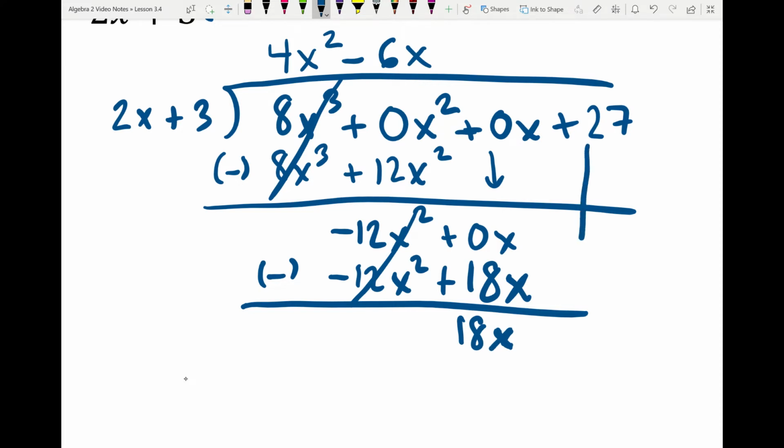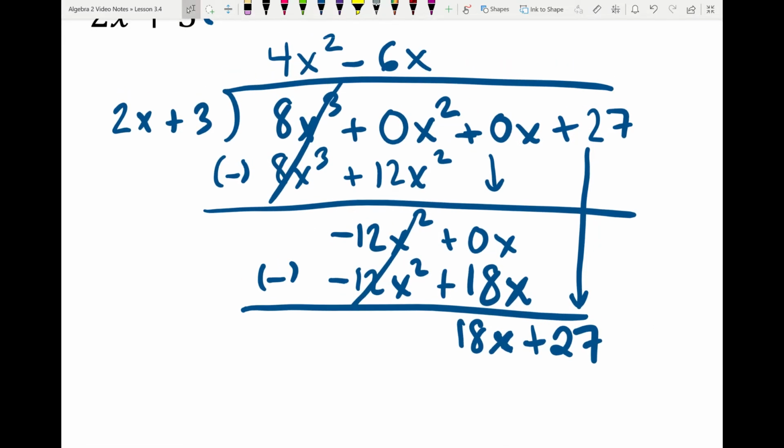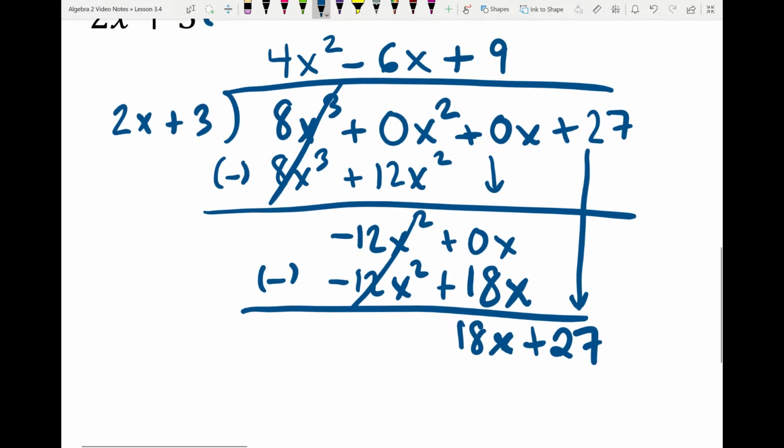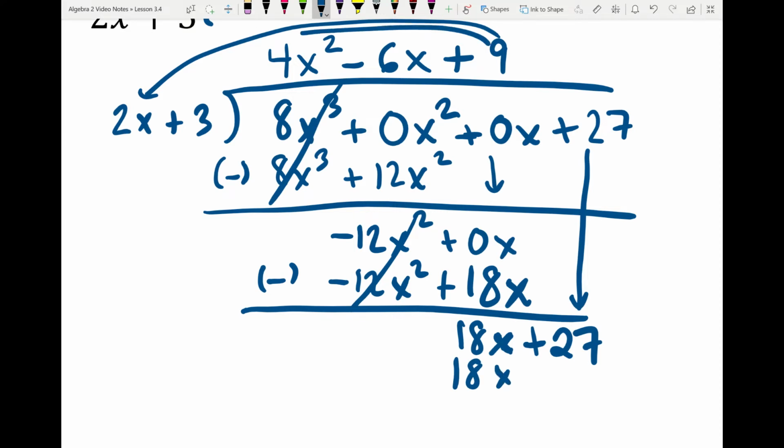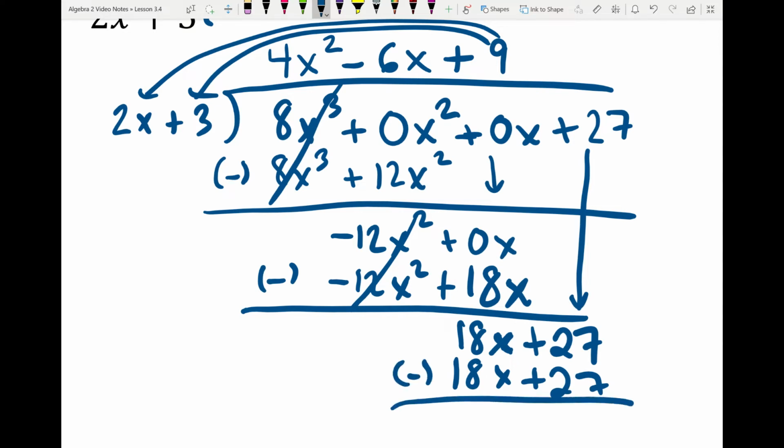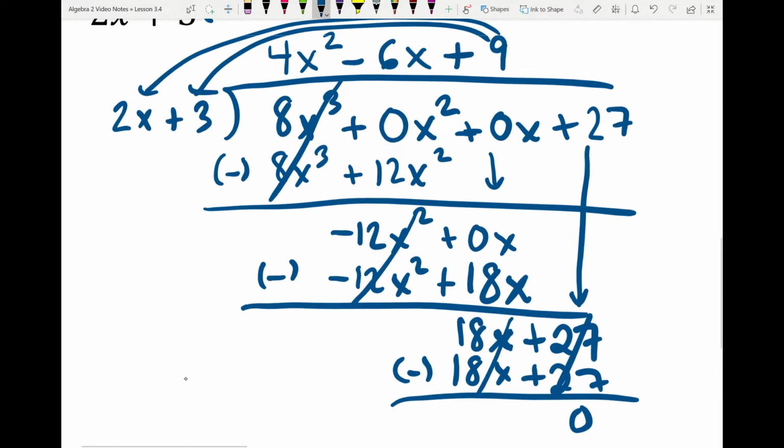Now bring down the positive 27 and rinse and repeat. 2x goes into 18x 9 times. 9 times 2 is 18, so plus 9. Then you distribute: 9 times 2x is 18x, and 9 times 3 is 27. Now you subtract, and everything cancels out. So the remainder is 0, which means it goes into it perfectly.